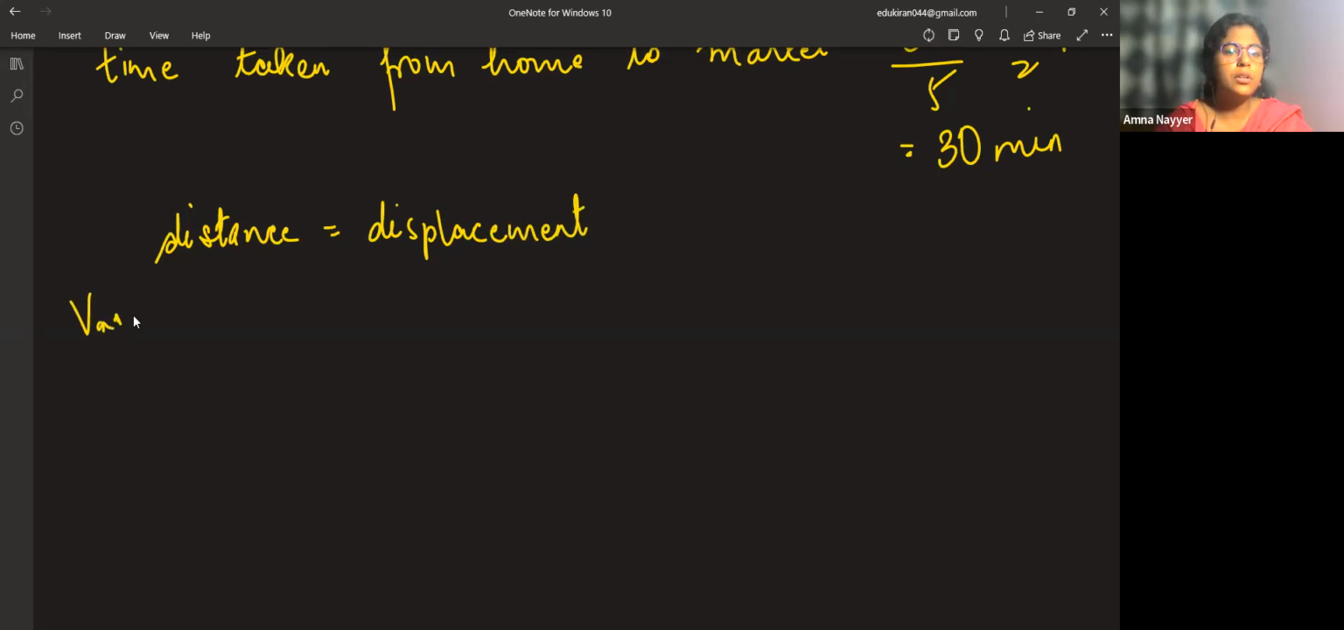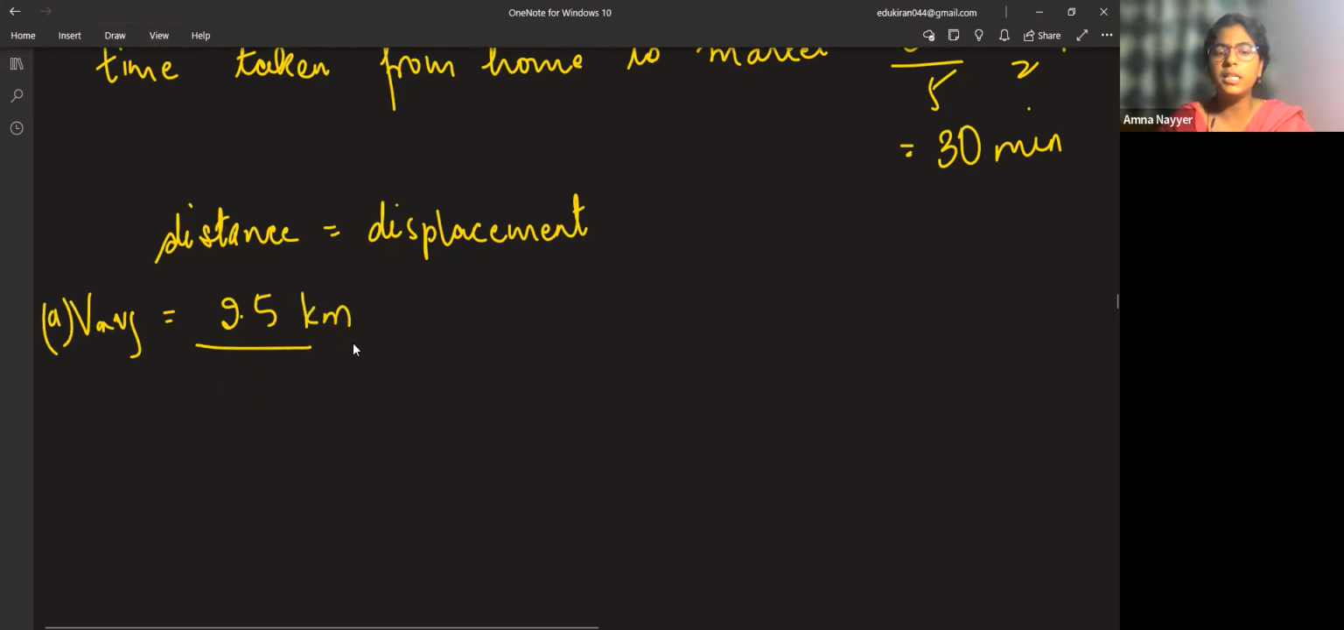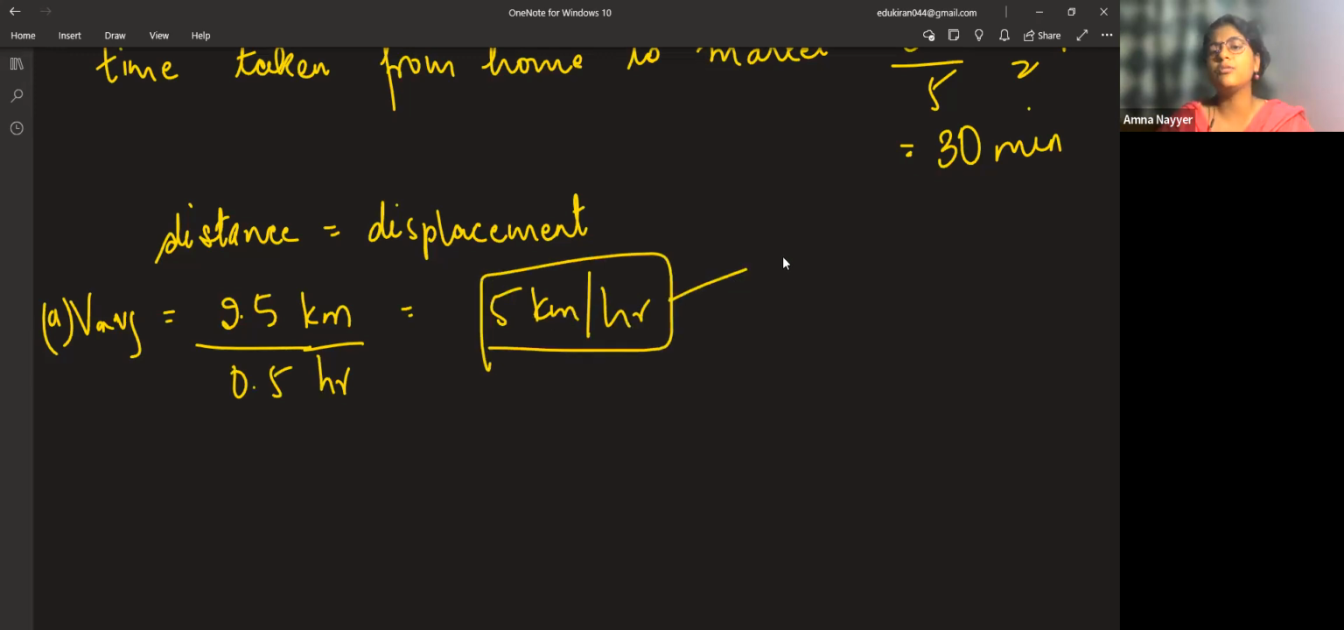So average velocity, this is the first part, will be total displacement or distance, both are 2.5 kilometers, upon the time. Total time covered is half an hour. This is 2.5 kilometers. I'm not writing 30 minutes because the upper unit is in kilometers, so I have to write the same unit. So I'll write 0.5 hours. So that becomes 5 kilometer per hour. This is the average speed, average velocity both.